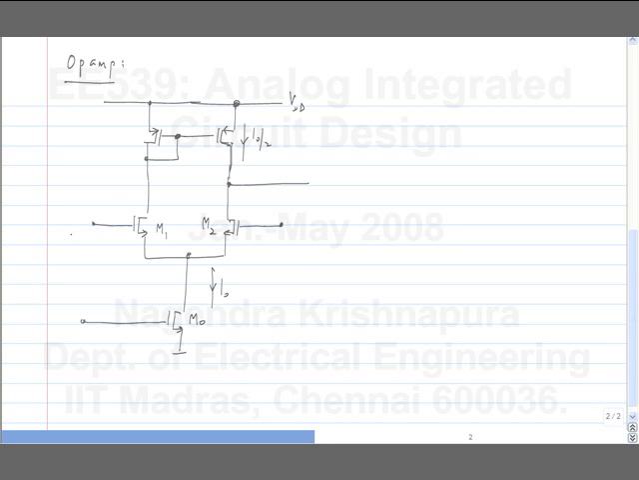So just like I discussed a couple of minutes back, in absence of any mismatches, this output voltage will be equal to V2, which is VDD minus VGS3. So M1 and M2 are identical, M3 and M4 are identical. So the quiescent output voltage is VDD minus VGS3.